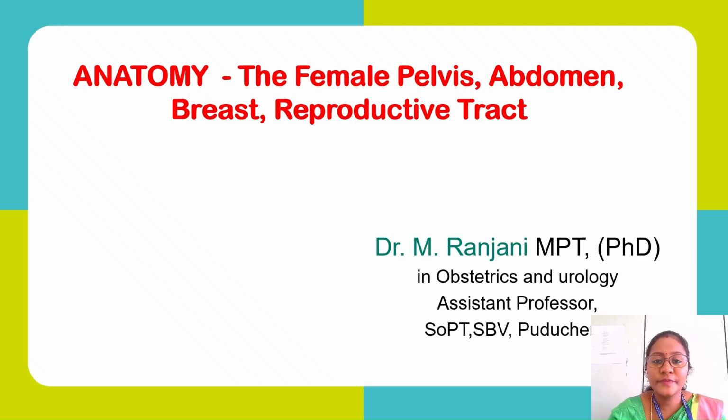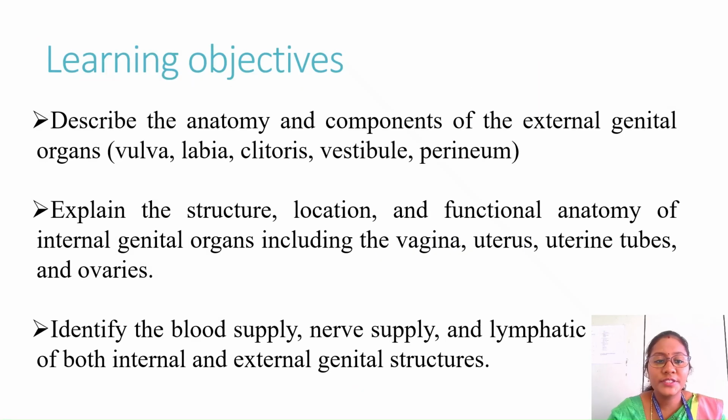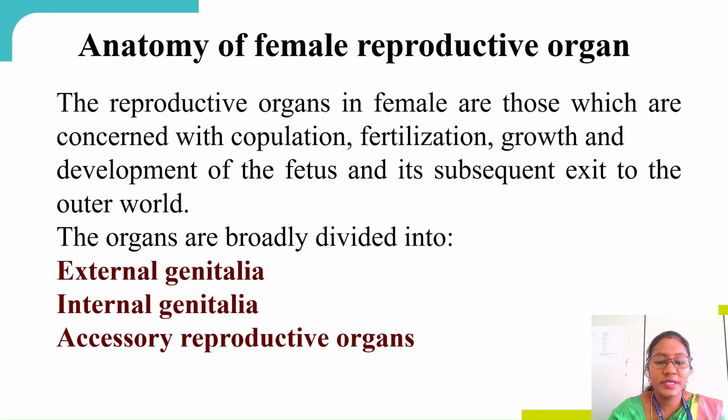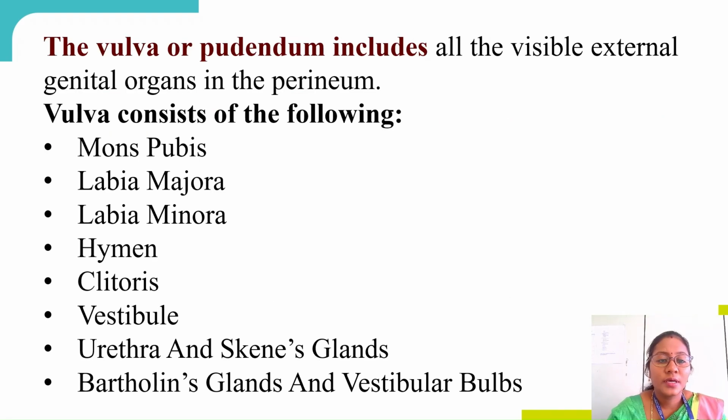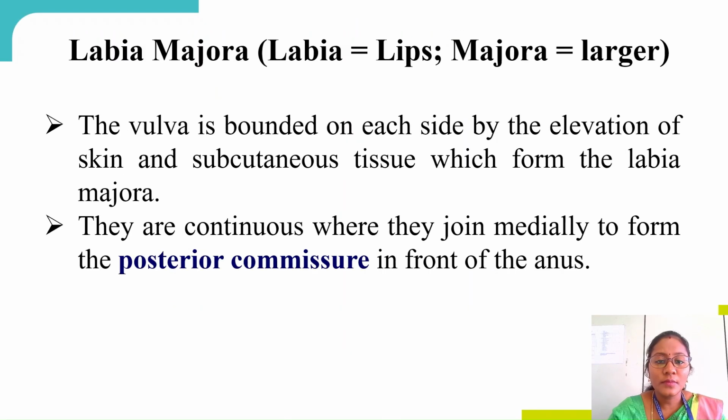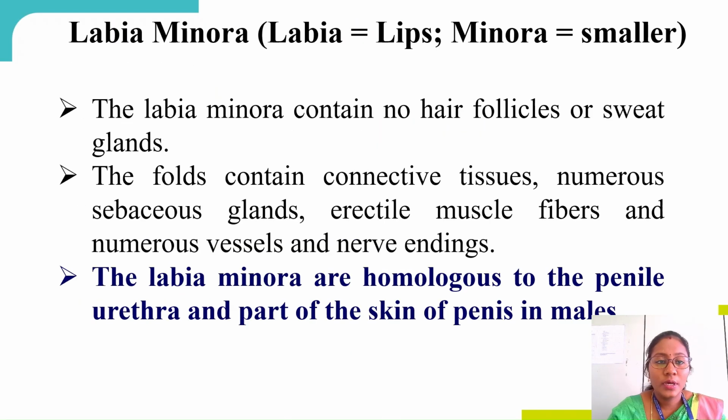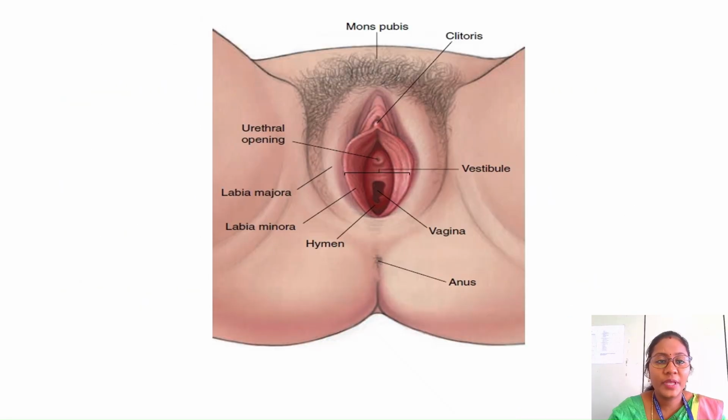So in the last part we discussed the female genital organs. In that, we discussed the external genitalia: the mons pubis, labia majora, labia minora, hymen, clitoris and other vestibular glands. We also discussed the additional part, the perineum.